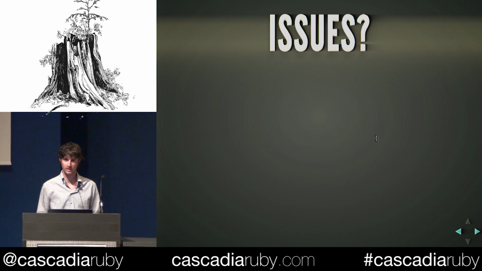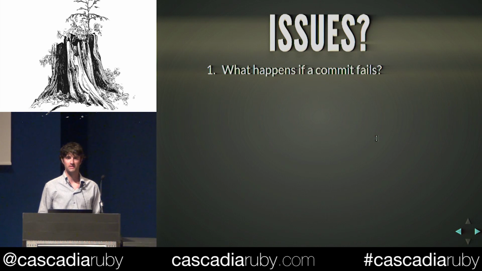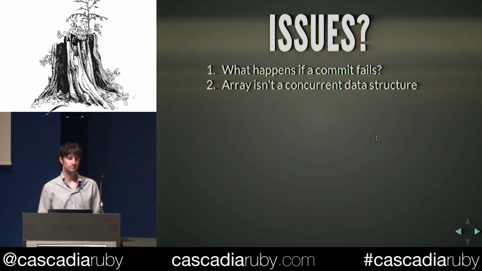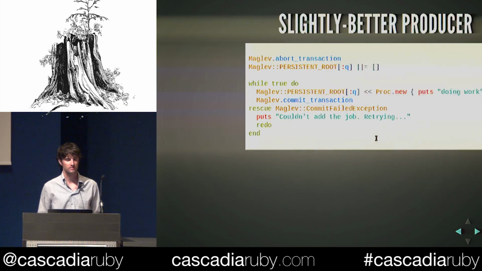Now, there's a few issues with this. One, what happens if the commit fails? What happens if two instances actually grab the same job? Also, arrays, as they're built into GemStone S, aren't concurrent data structures. And I'm sure there are other issues with this, but those are the two fun ones.